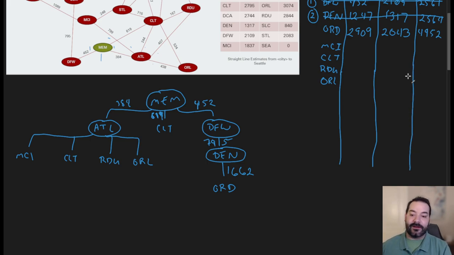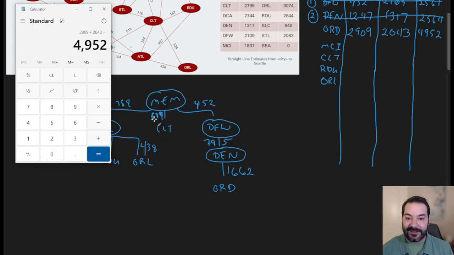All right, well, again, we've got to do the same song and dance. So MCI, that was 799. To Charlotte is 244. RDU, that's 407. And then Orlando, 438. Okay, so we again walk through it, aka pull out the calculator and start working through that math.